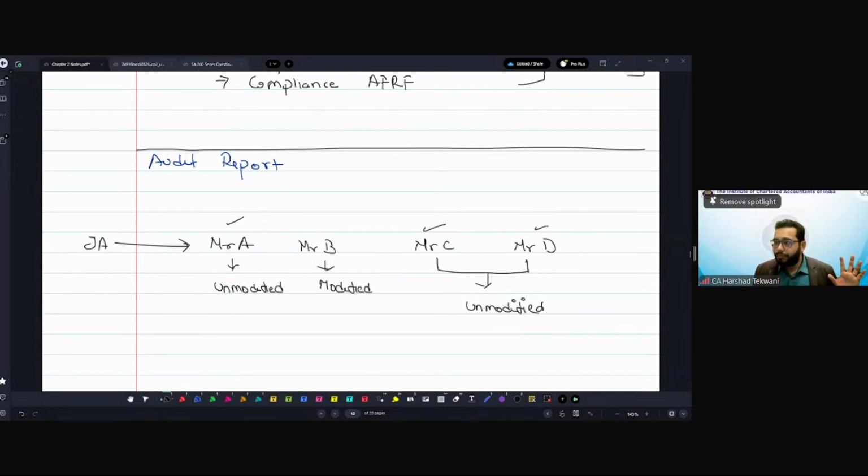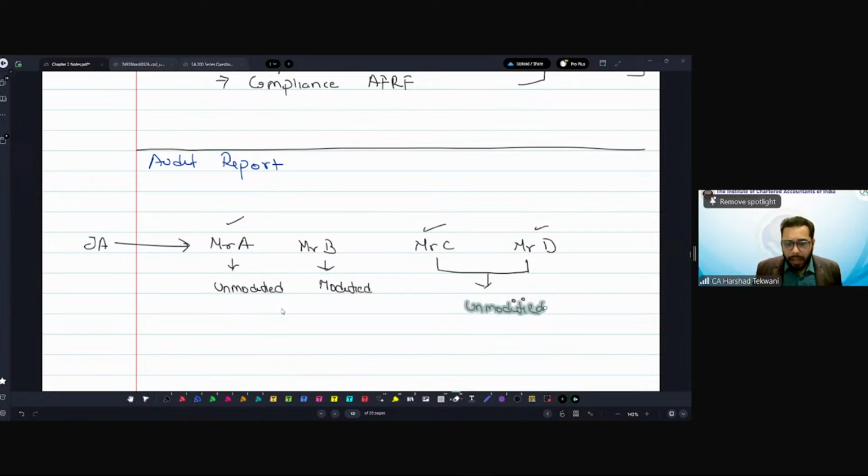Should they go with the majority? No, sir. Okay, good Hemant, good Yogesh. Then Mr. B should issue his audit report with the modified opinion.